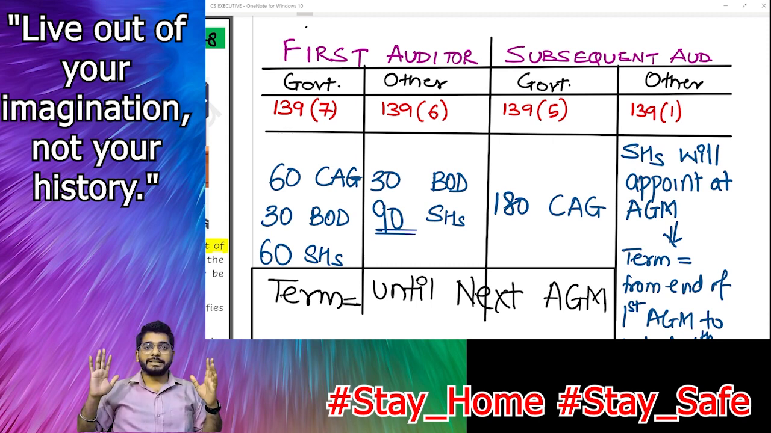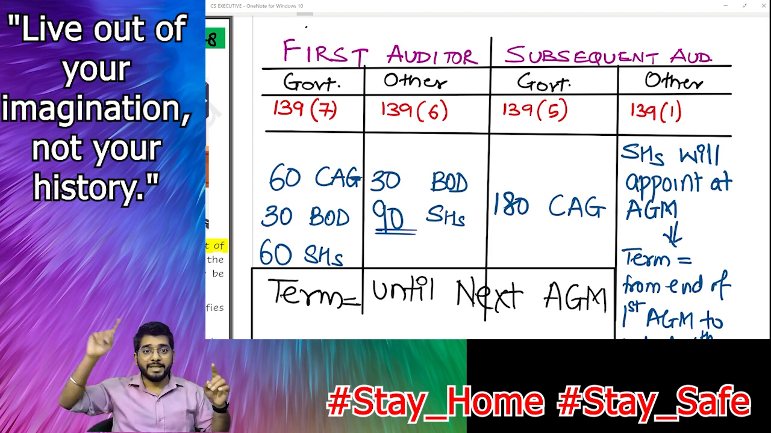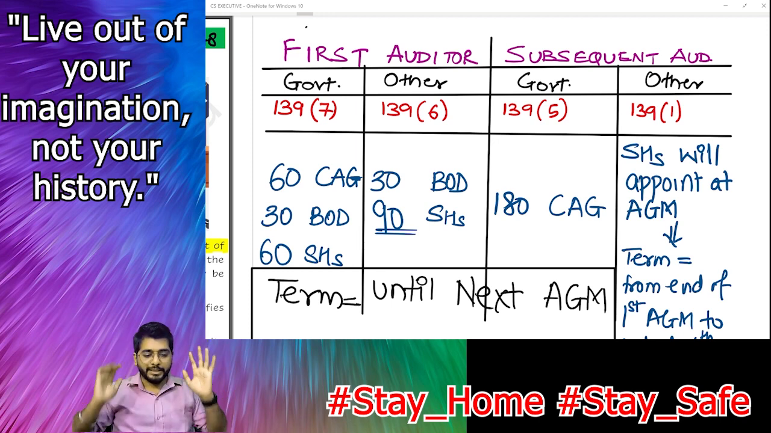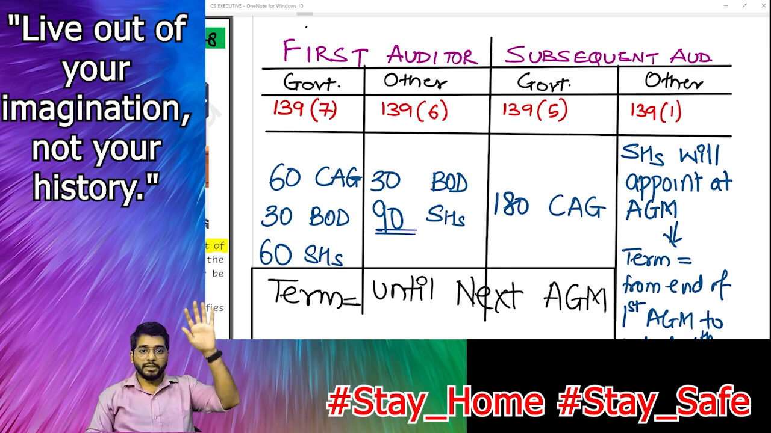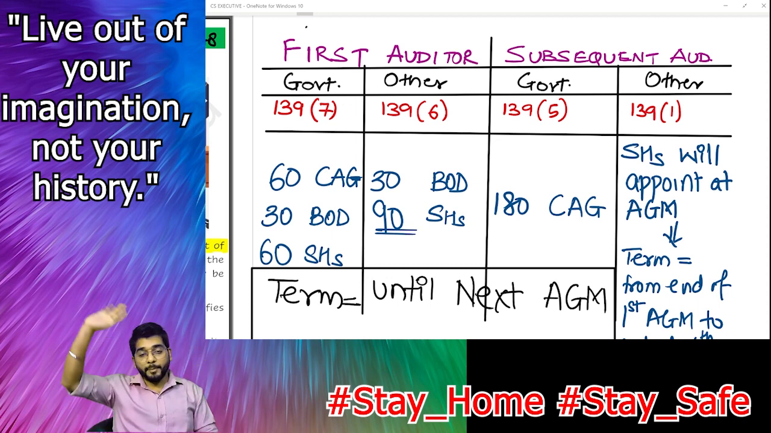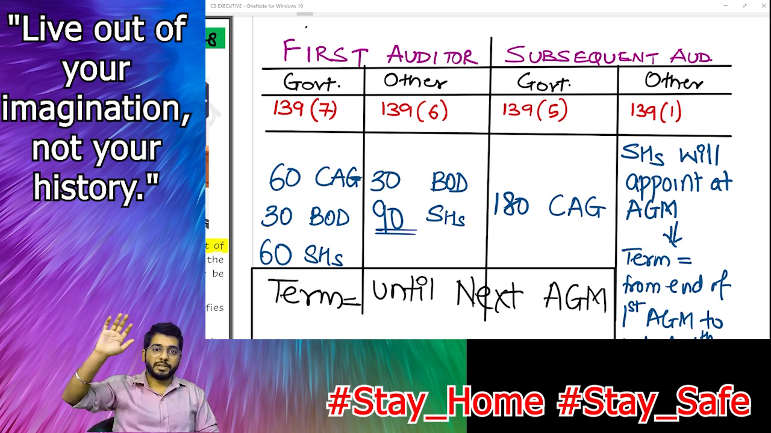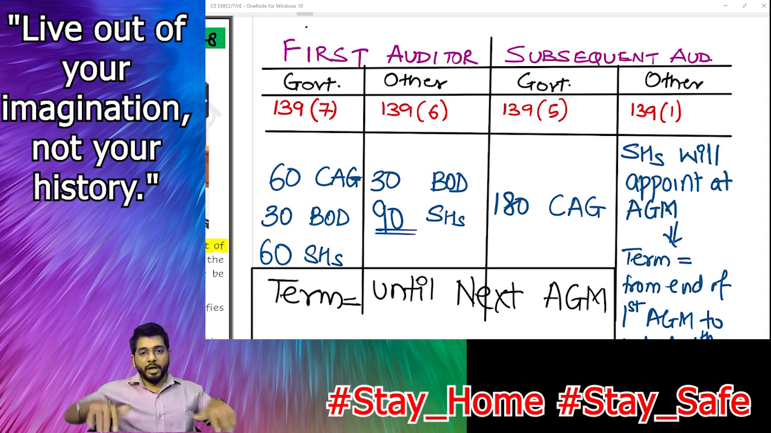We talked about them in subsections 7, 6, 5 and 1. So the 4 subsections which we are covering are 7, 6, 5 and 1 in this entire table. Sir, first auditor, government company, subsection 7. First auditor, other company, subsection 6. Subsequent auditor, government company, subsection 5. Subsequent auditor of any other company, subsection 1. We talked about these.